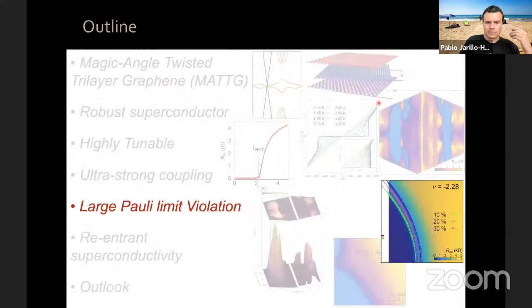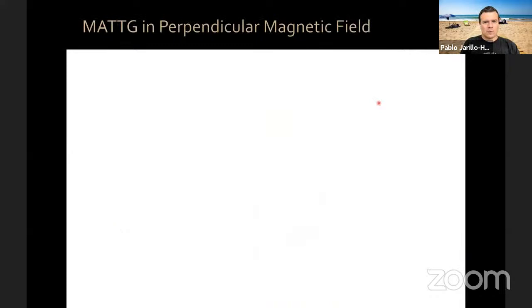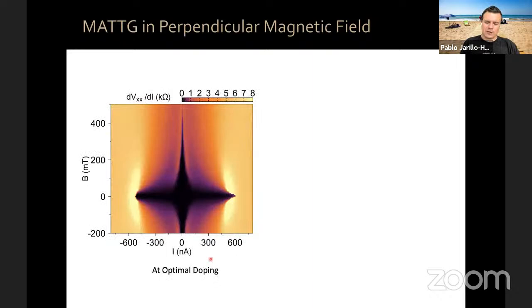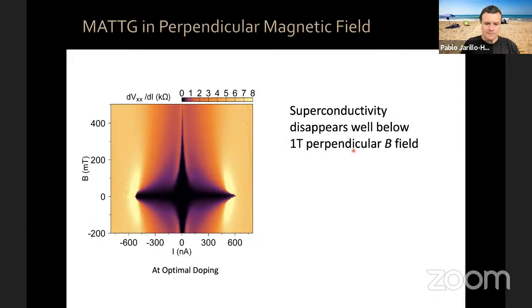Okay, in the last 10 minutes or so, let me tell you about the properties of the system in a parallel magnetic field. If we apply a perpendicular magnetic field to magic angle twisted trilayer graphene at optimal doping, it introduces vortices, this orbital effect, which kills superconductivity well below one Tesla. Now, because the system is a two-dimensional superconductor, if we try to apply a magnetic field parallel to the trilayer plane and try to induce the same type of vortices, like one flux quantum per moiré unit cell in the lateral dimension, that would take hundreds of Tesla.